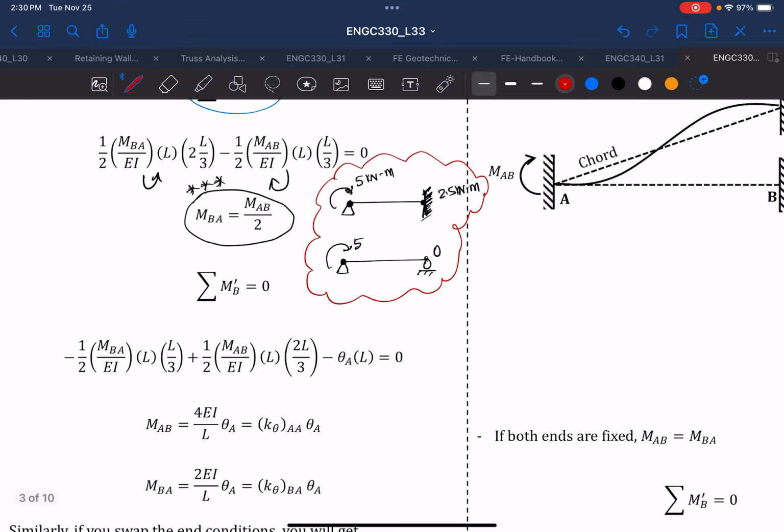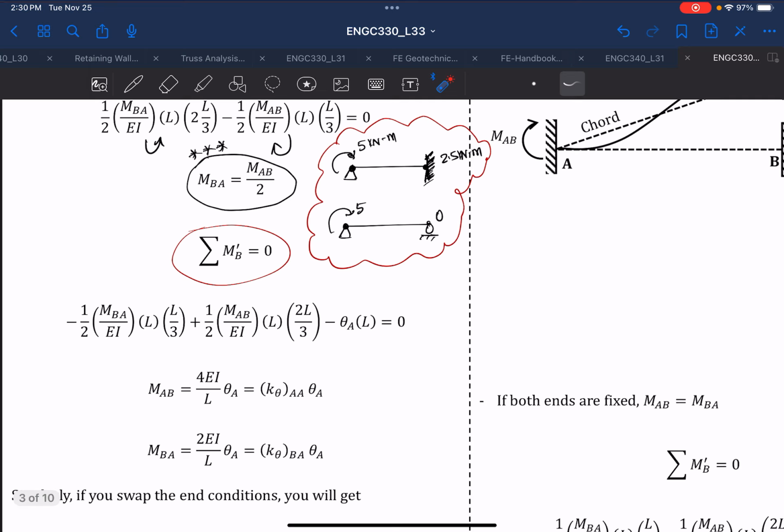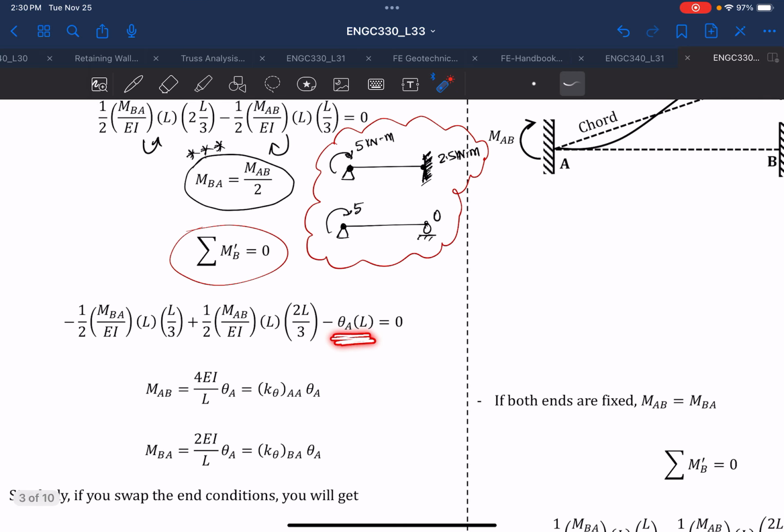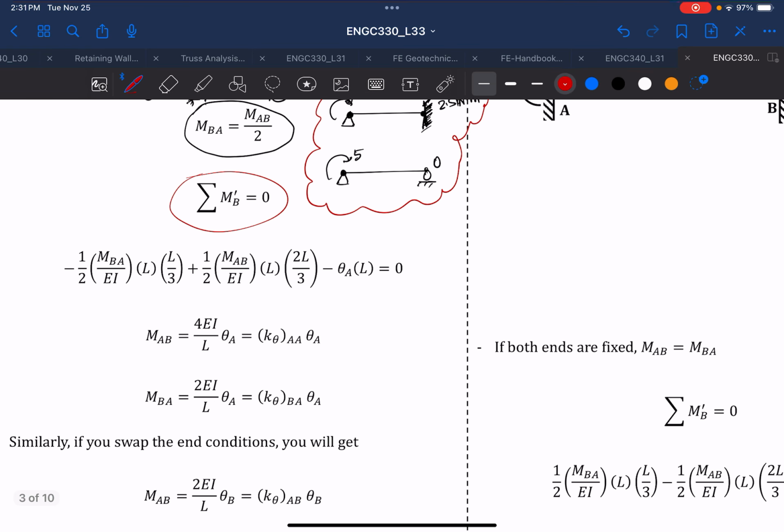Once you have this relationship, if you take again the summation of moments about B, you'll find a final relationship between theta A and MAB. If you rearrange all the terms, MBA and MAB, using this relationship, you'll find this is MAB and this is MBA. If you separate it out, you'll see that 4EI over L theta A, you can say this is your flexural stiffness.